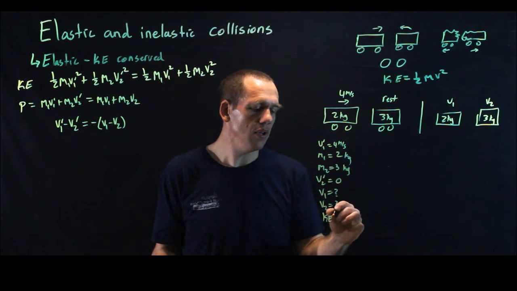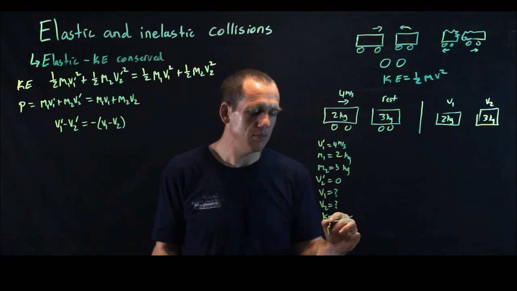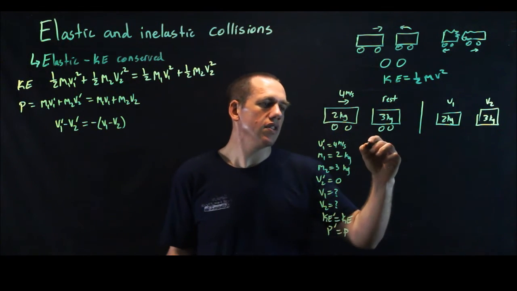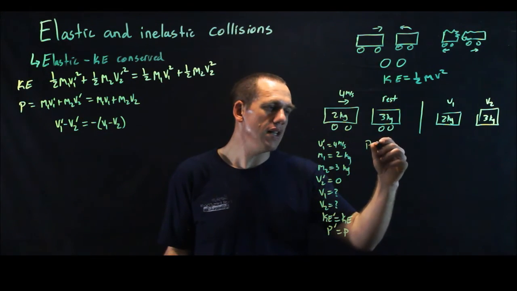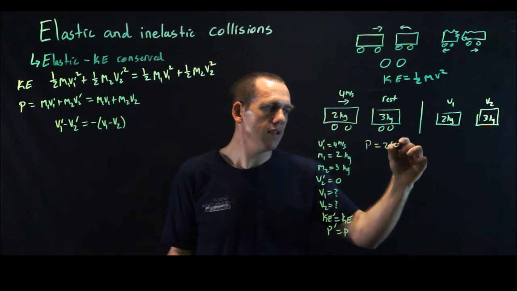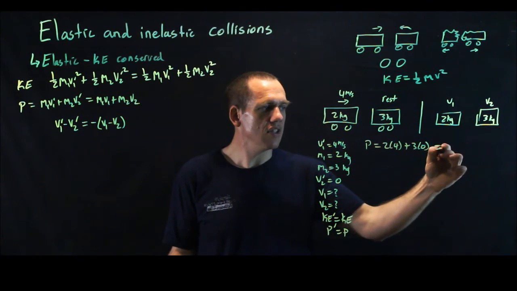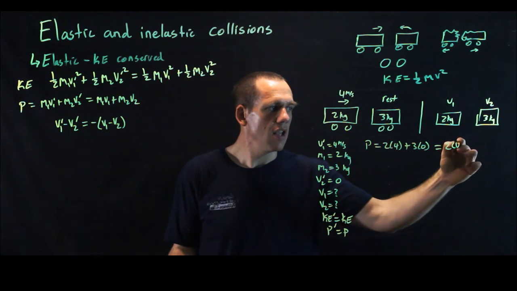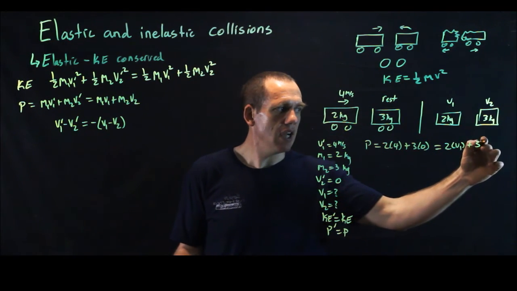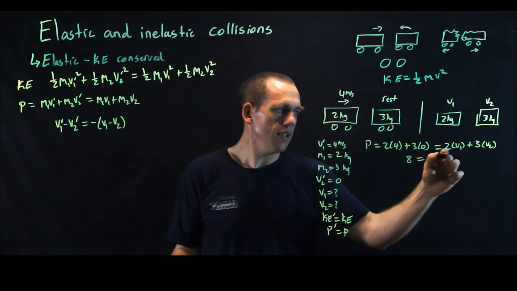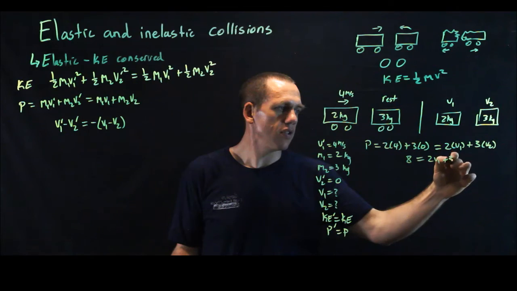This is perfectly elastic, and that tells me kinetic energy that I start with equals kinetic energy that I end with, and it's a collision, so that tells me momentum that I start with equals momentum that I end with. Okay, so that's everything I know. Now I'm just going to go ahead and start plugging it into my equation. So momentum is equal to 2 times 4 plus 3 times 0, and afterwards it still has to be the same, so 2 times V1 plus 3 times V2, right? So this gets me 8 plus 0 equals 2V1 plus 3V2.